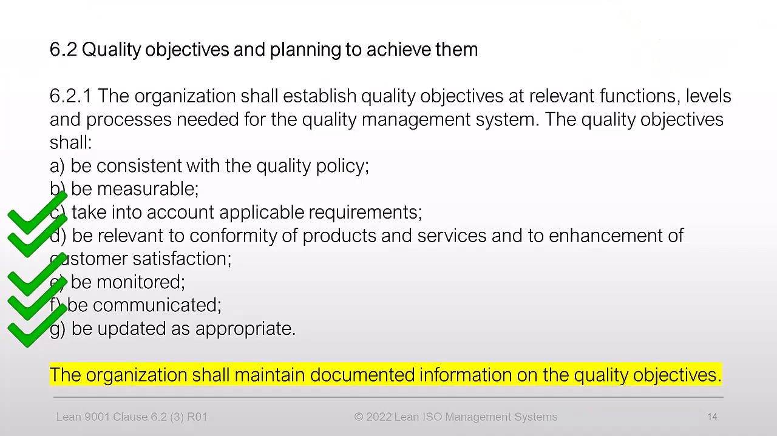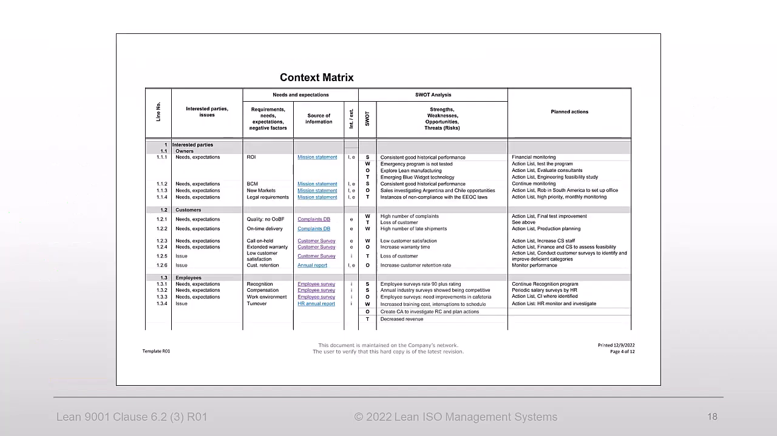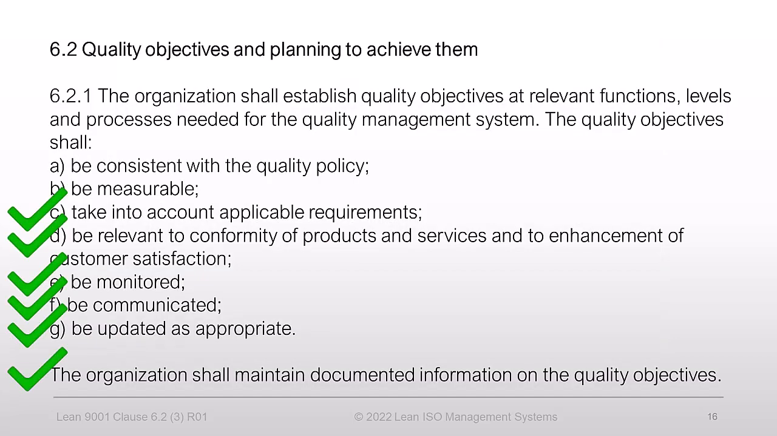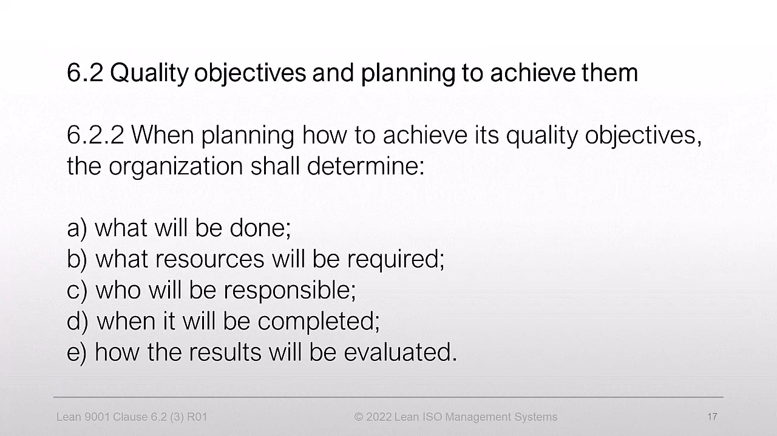We're almost done, folks. The only requirement that is left is to keep our objectives documented. Well, the context matrix itself is the evidence of documentation of the objectives. Looks like we have addressed all the requirements of this clause. Congratulations! This is all for today, guys. In the following video, we will discuss the requirements of element 6.2.2 on how to achieve our quality objectives.